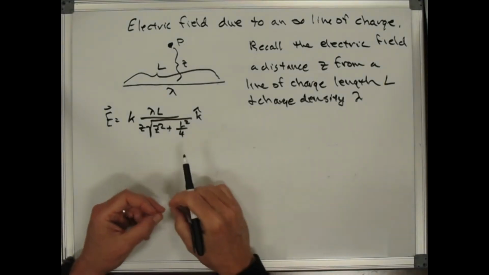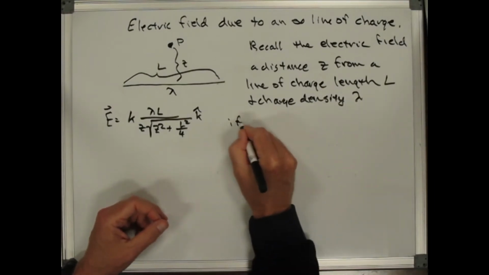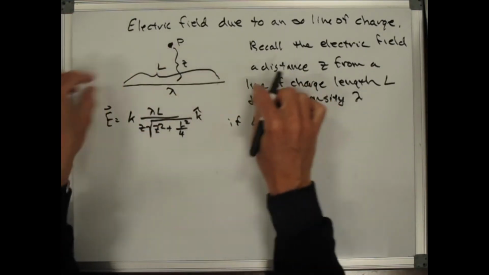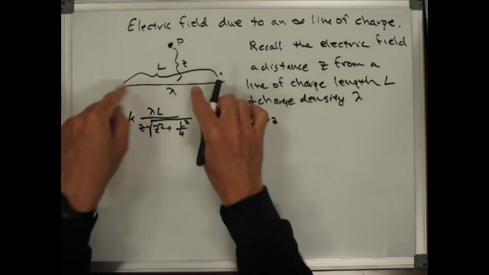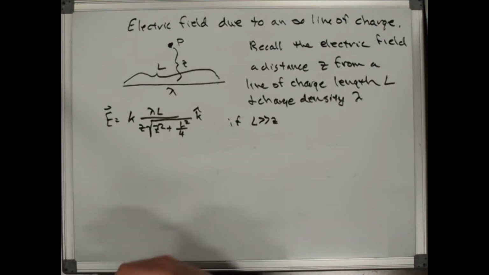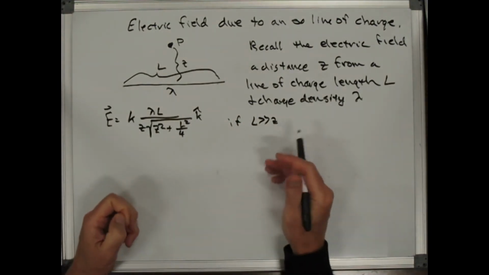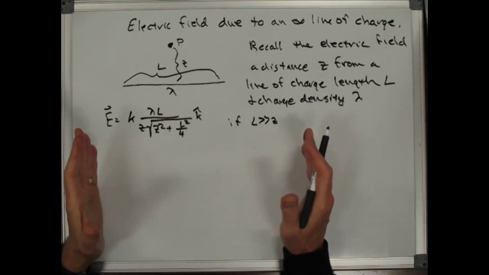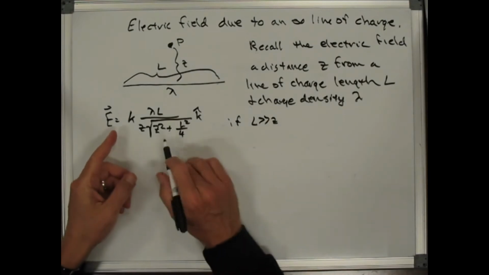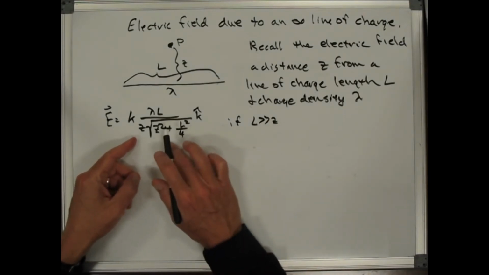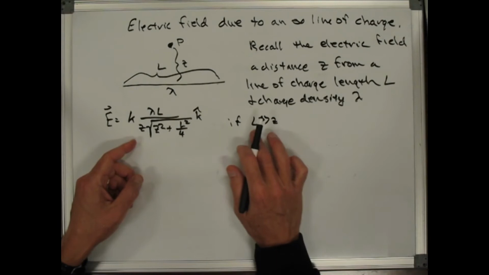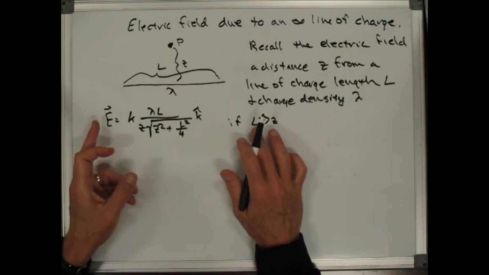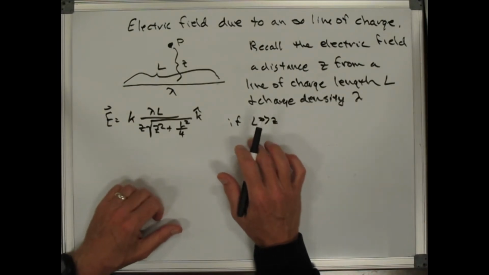And so what I want to say is, look, if L is much, much greater than z, in other words, this length is much, much greater than this distance, then I can treat the line as kind of infinite. That's a good way to apply Gauss's law, which I'll show you in a minute. So I'm going to get from this formula the electric field for when L is very large, and then I'm going to show you we get the same answer really simply with Gauss's law as well.